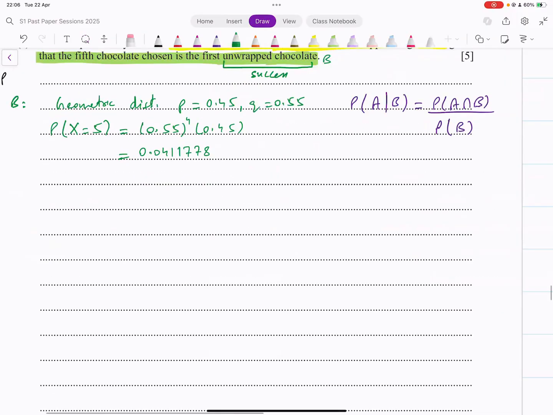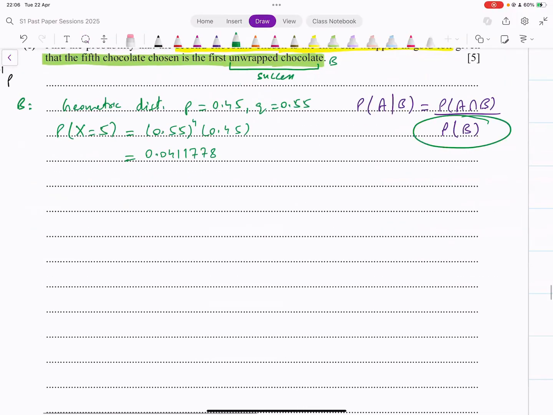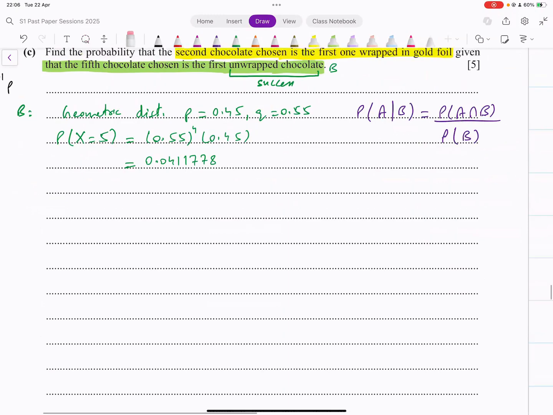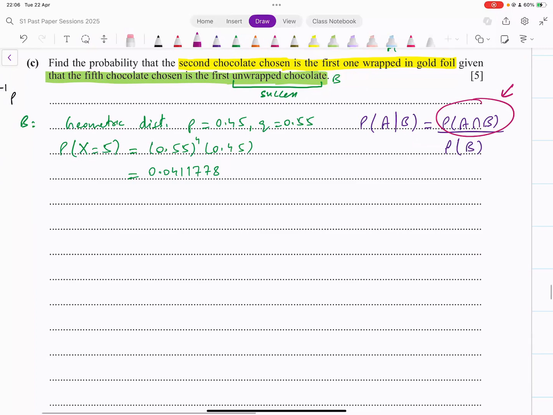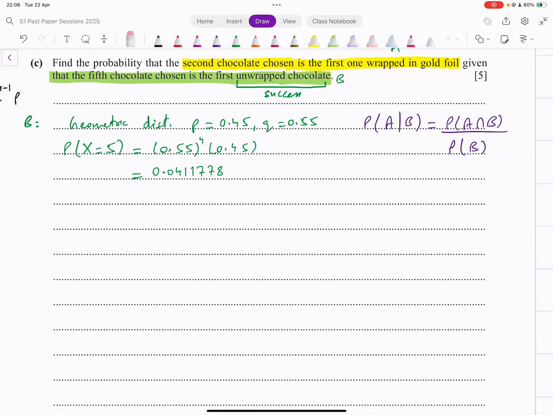Okay, so that's your denominator. So we have found the probability of the denominator. That's one thing. Okay. Now, in the numerator, we want the intersection part when both of these conditions are met. Which 2 conditions? That the fifth one is the first unwrapped chocolate, and at the same time, the second chocolate is the first wrapped in gold foil. Now, what would that mean? The numerator, when both conditions are met. Let's think about that now.